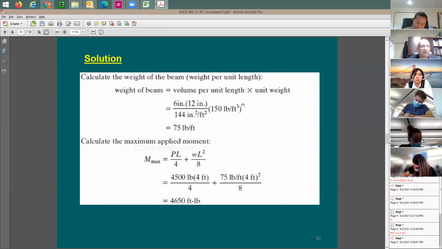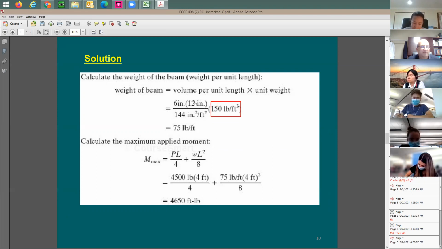So I need to find out the weight of the beam. The beam section is going to be 6 by 12. I need to put it in square feet, and the reason is that the weight of concrete is going to be 150 pounds per cubic foot. So this gives you the unit weight of concrete, 150 pounds per cubic foot, PCF.